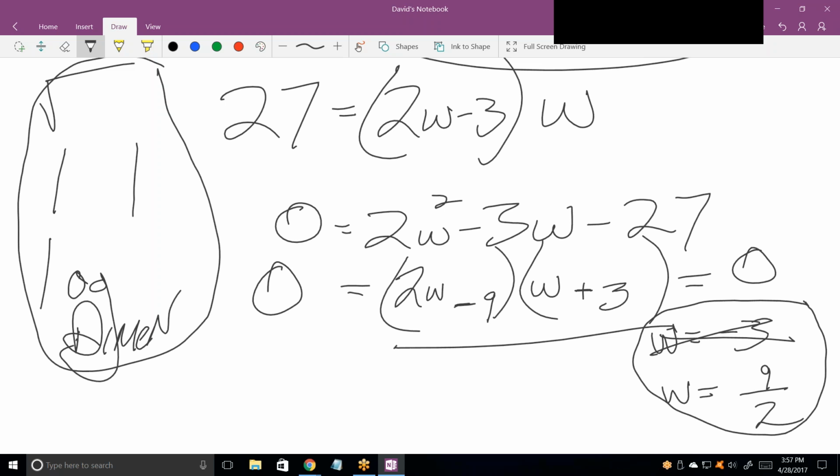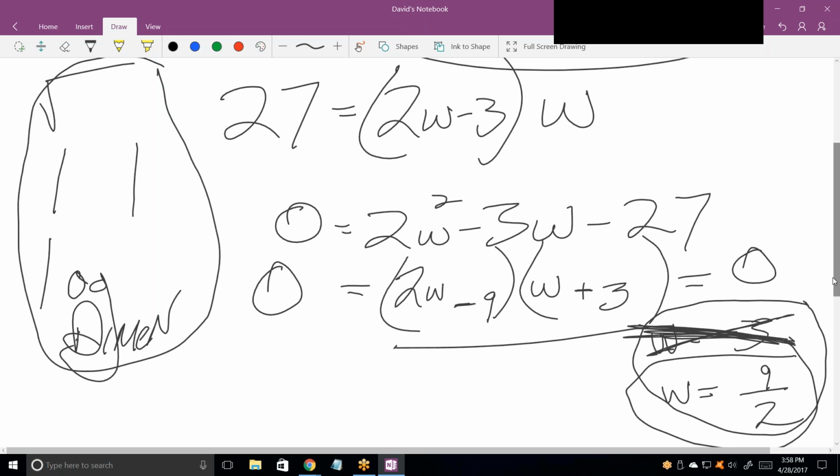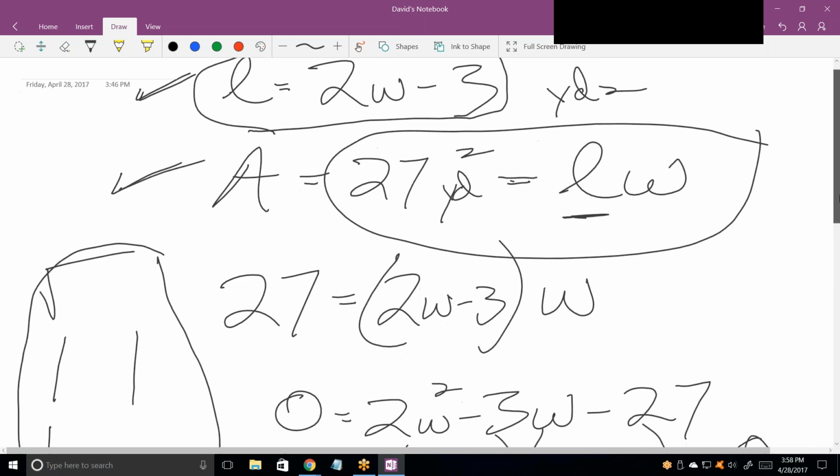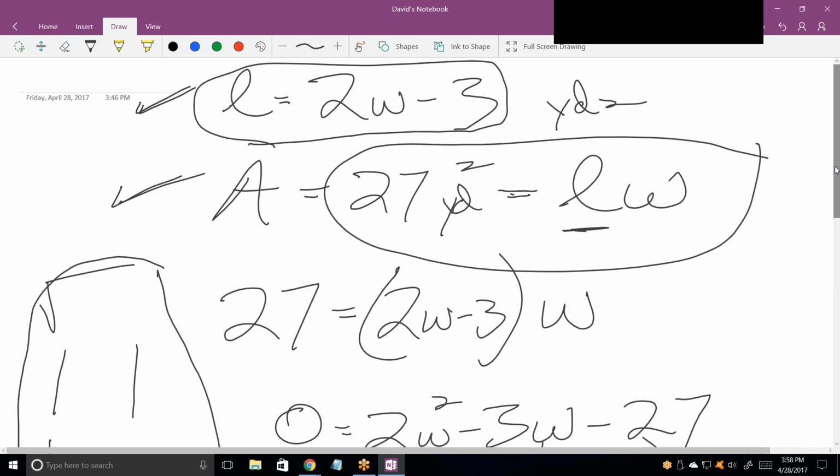Right. Well, in this case, since we're talking about a dimension of a rectangle, the -3 clearly can't be correct. So the only solution is W equals 9/2. Now, you still have to go back and solve for L. Well, then you just plug in, and you get 6. Yeah, exactly. So L equals 6. So 6 by 9/2 is the dimension of that rectangle.